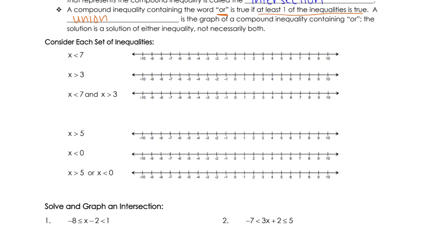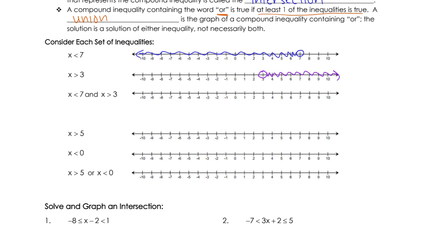So it says consider each set of inequalities. So we have x is less than 7. If I was to graph that, it would be an open circle at 7, less than, we shade to the left. So then I would shade all the way down and put an arrow at the end of that. Then I have x is greater than 3. So then I would have an open circle at 3, greater than would be to the right, because that's where all the numbers are bigger than 3.